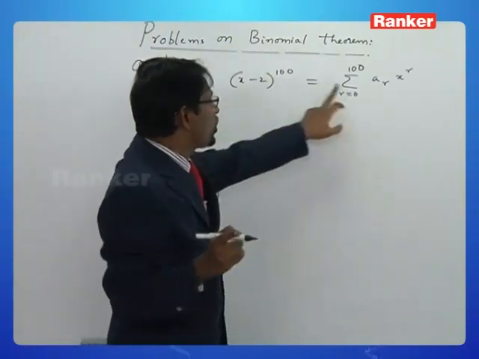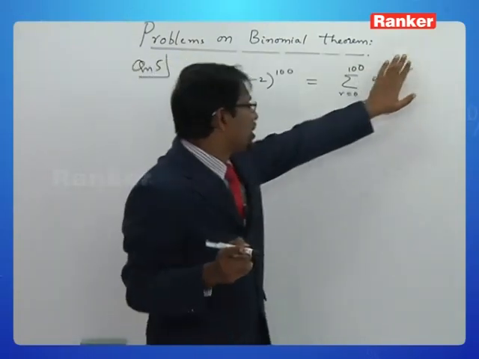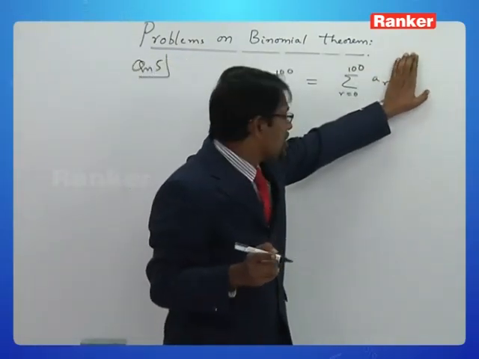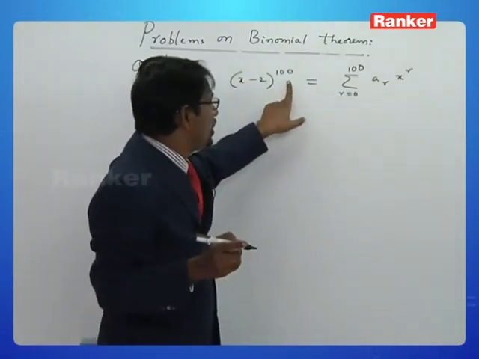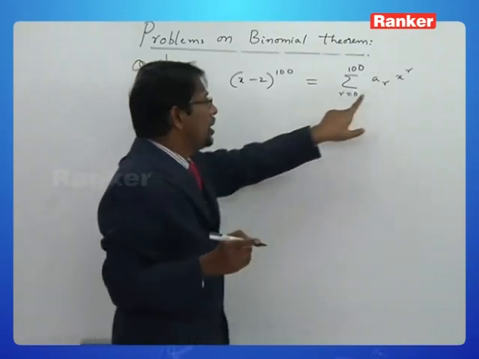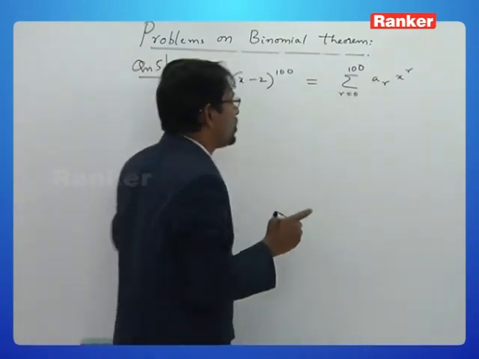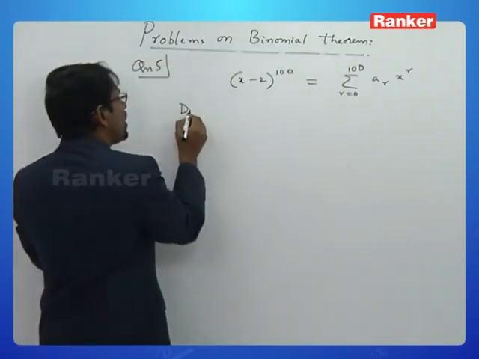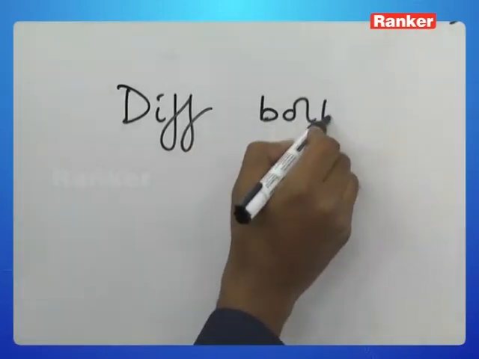How will I get the sum of the coefficients? If I want the sum of the coefficients, I could have put x equal to 1, and then the x terms will be suppressed. I would have got sigma a_r to be (1 − 2)^100. But we are interested in the summation of r into a_r. So what we do is we differentiate both sides with respect to x.